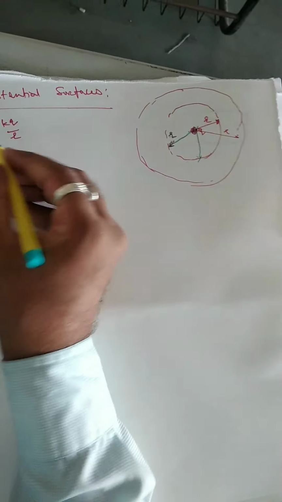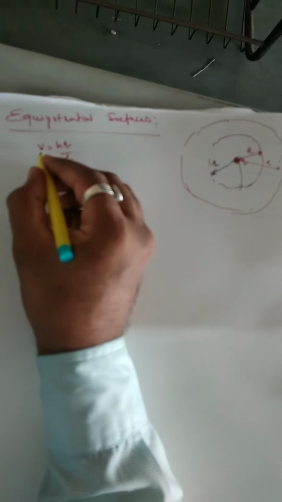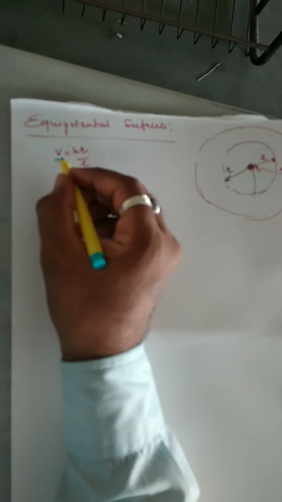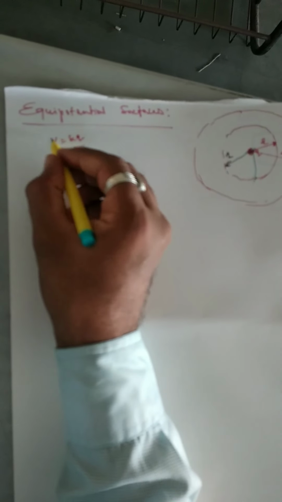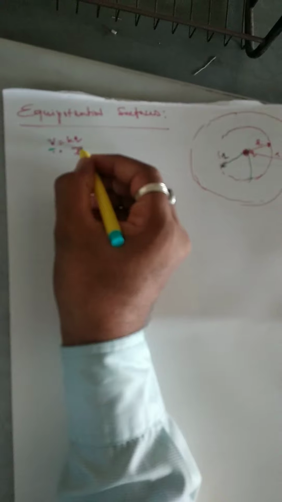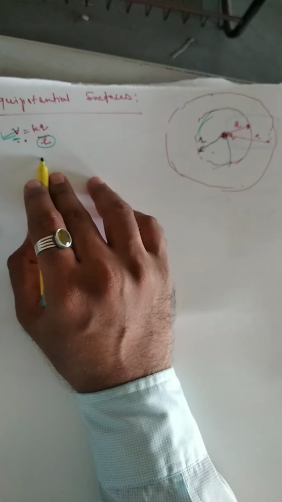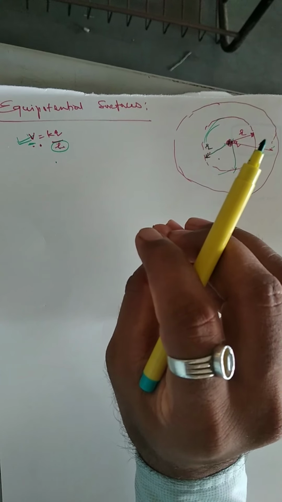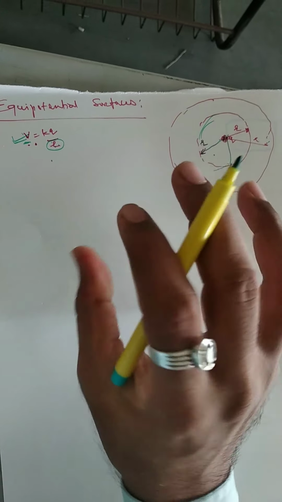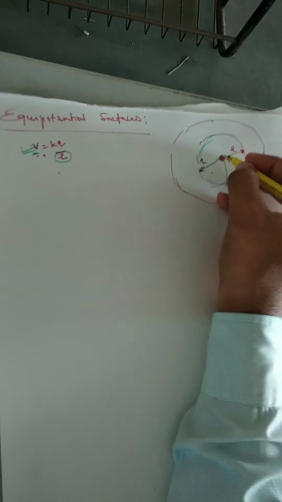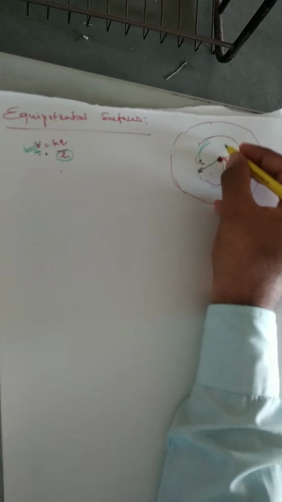So the value of this electrostatic potential, that is V is equal to kq upon r. So at a radial distance of r, the value of electrostatic potential will be the same. If we change this radius, the value of electrostatic potential will be different. So equipotential surfaces are what? They are the imaginary surfaces which are concentric at the center of the sphere.